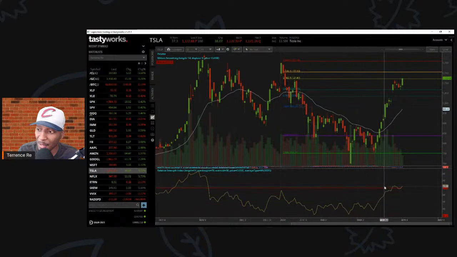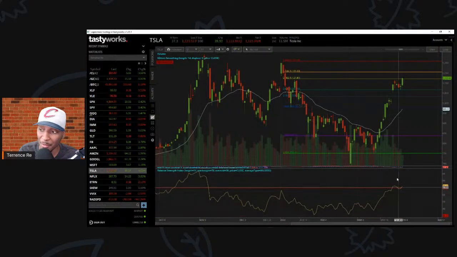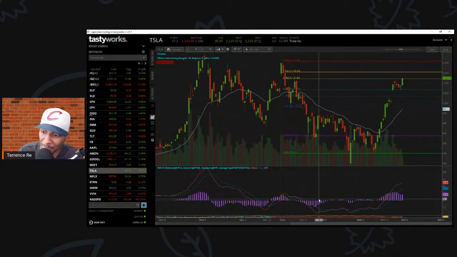Now, the thing about Tesla is it's overbought on the RSI. So in my opinion, it's even better to short Tesla just because it's overbought on the RSI than it would be to do Apple. So the thing about it, Tesla has earnings coming up. So Tesla could blow through this. It's one of those stocks that's almost like a meme stock.